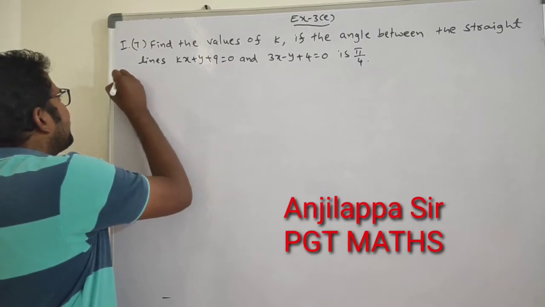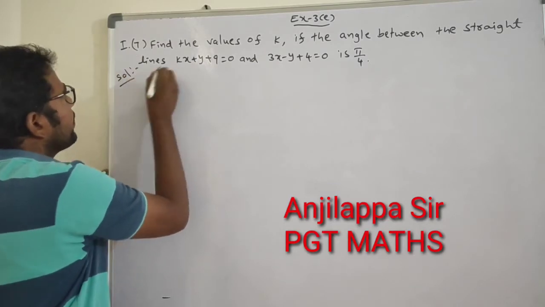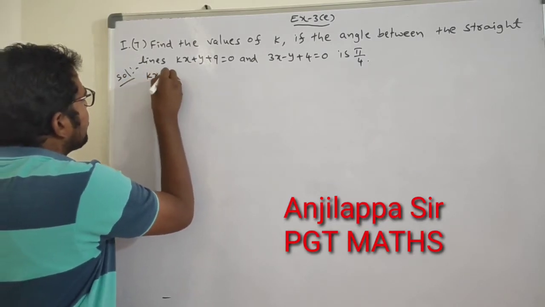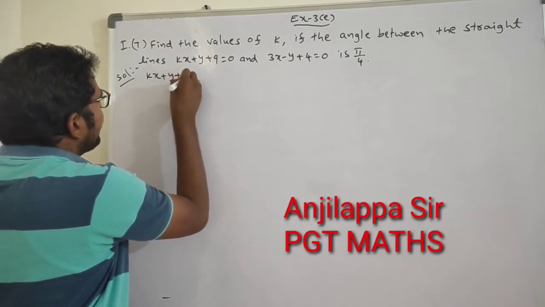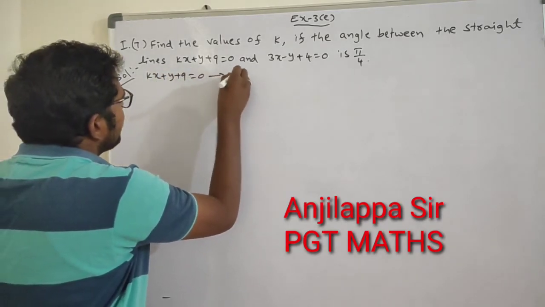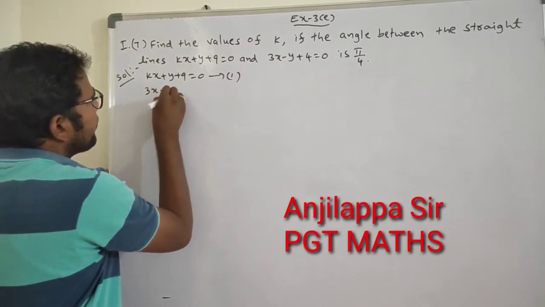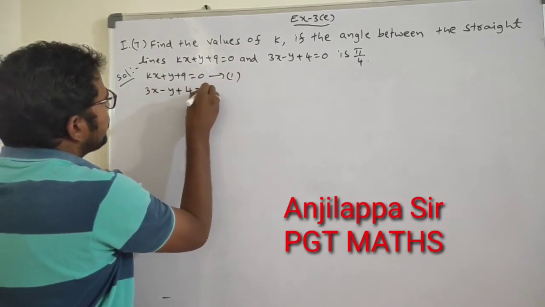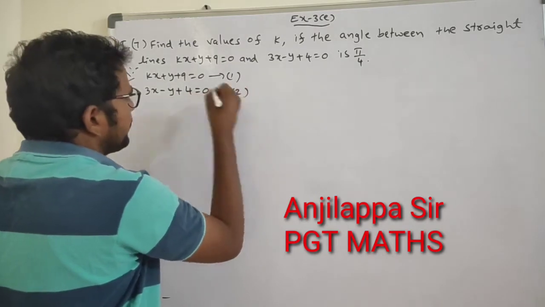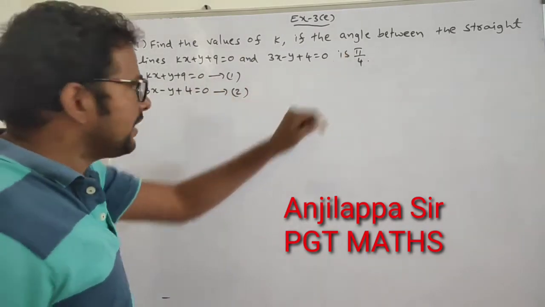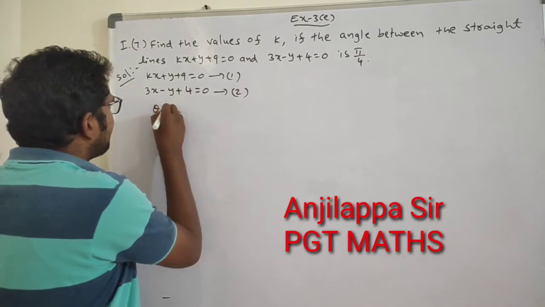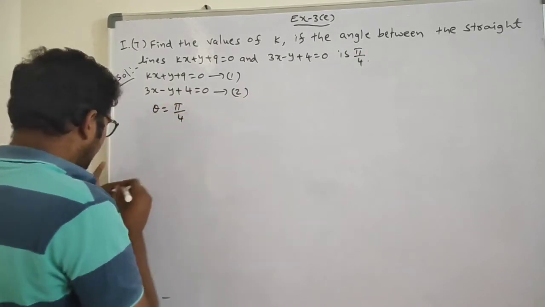Now take the first line as first equation. Take kx plus y plus 9 equals 0 as first equation, and second equation 3x minus y plus 4 equals 0. Now what is given angle? Theta is equals to given pi by 4.